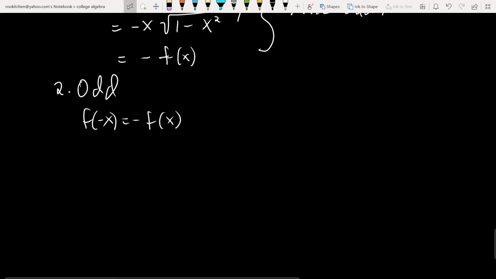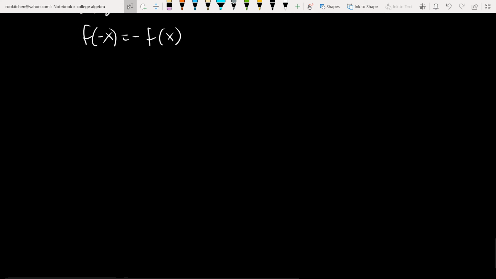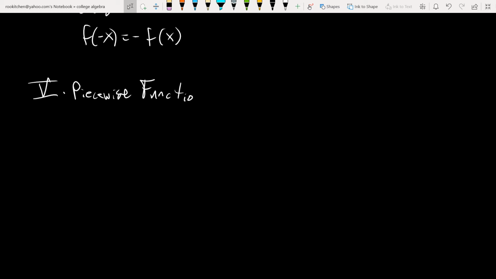Piecewise functions come up a lot in applications. Piecewise functions, especially if you do electronics, you're going to run into these things sooner or later. Piecewise functions, and we'll just begin with evaluating them. So here's an example.